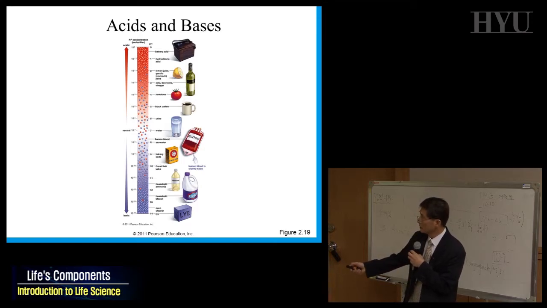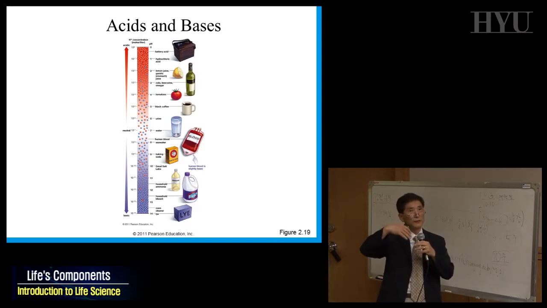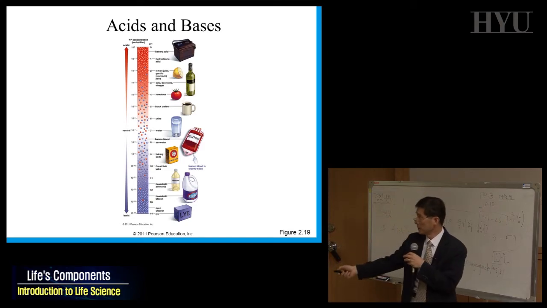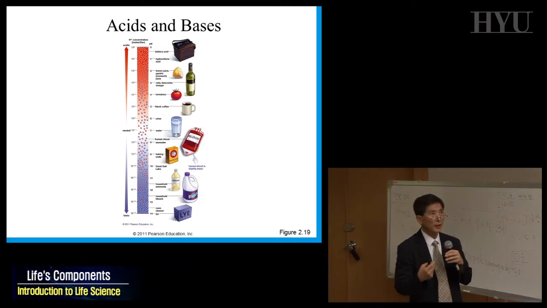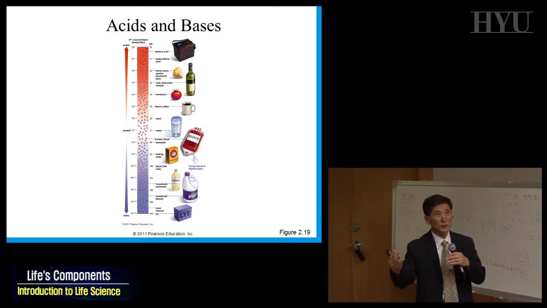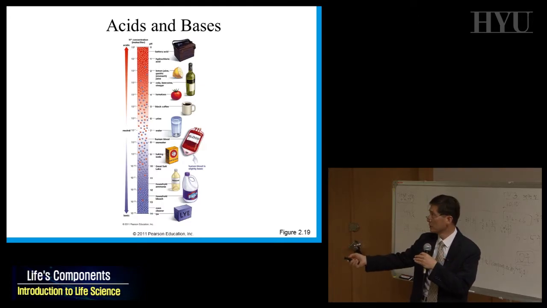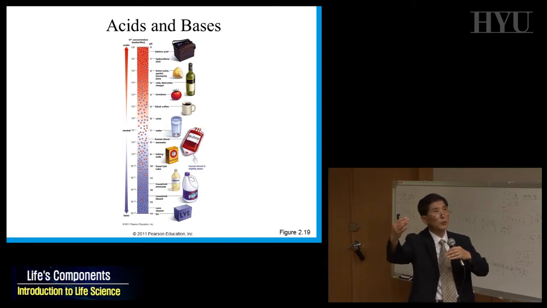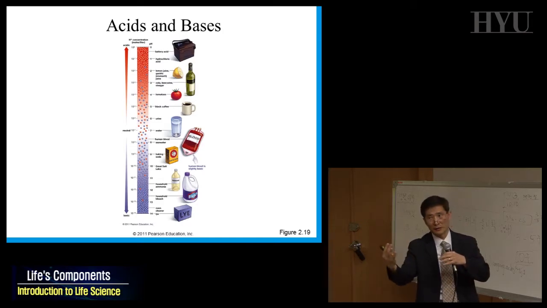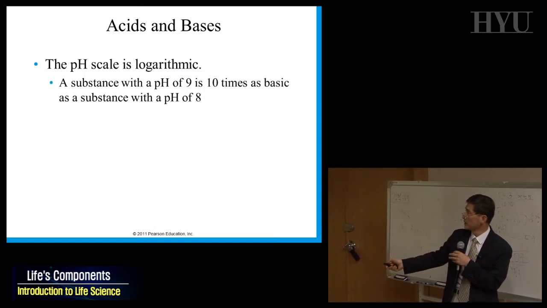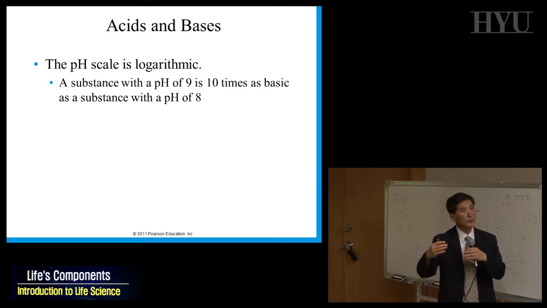So pH is a log scale of the concentration of hydrogen ion. If the pH differs by one, for example pH 9 and 10, it's a tenfold difference. Do you understand? Yes? No? The scale is a log scale, base 10. So one difference is a tenfold difference in acidity or basicity. So a substance with pH 9 is 10 times as basic as a substance with pH 8.